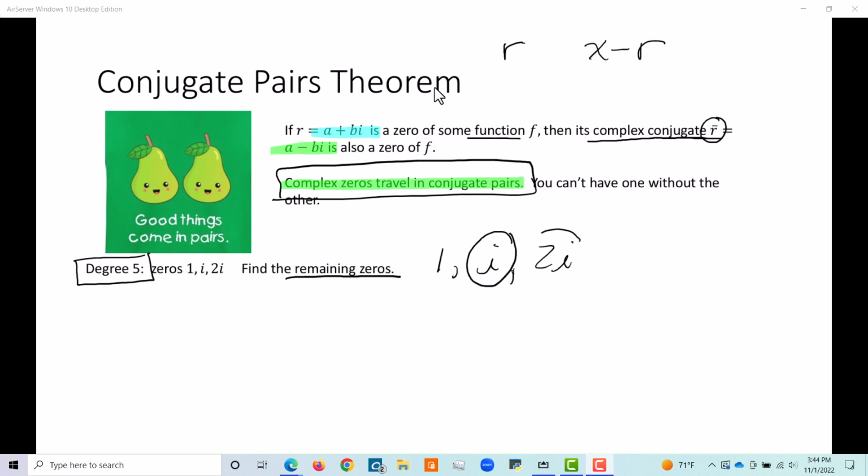This is complex, or imaginary, and this is complex and imaginary. They will have a conjugate pair. Now remember, for the conjugate pair, the sign changes on the imaginary part. If i is a zero, then negative i will also be a zero. If positive 2i is a zero, then negative 2i will also be a zero. Now I have a total of 5 zeros. I have found the remaining zeros of this function.